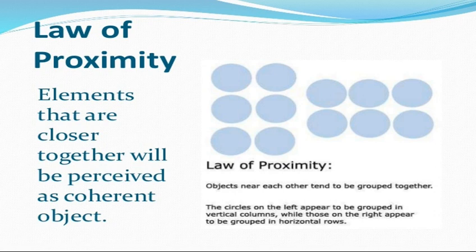For example, in this diagram, because of this closeness, we perceive these 6 round shaped figures as a single group, as one group. This is one group and this is a second group. Because of this nearness, this similarity, this closeness, the same characteristics, we are grouping these together.